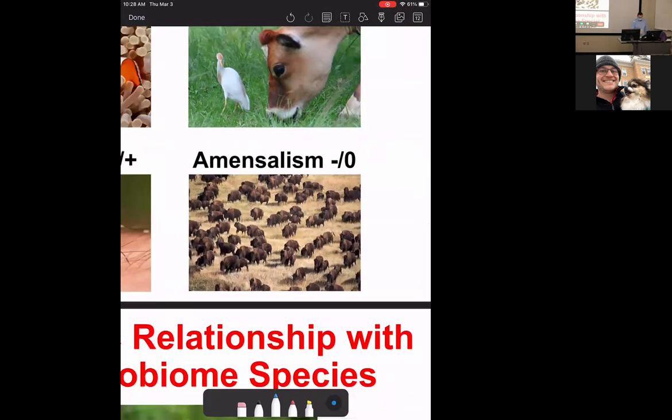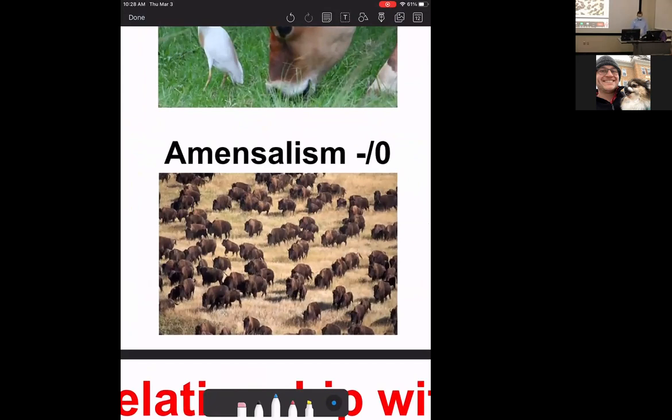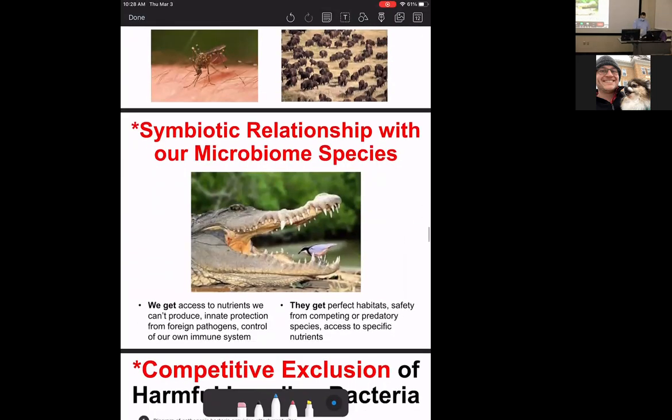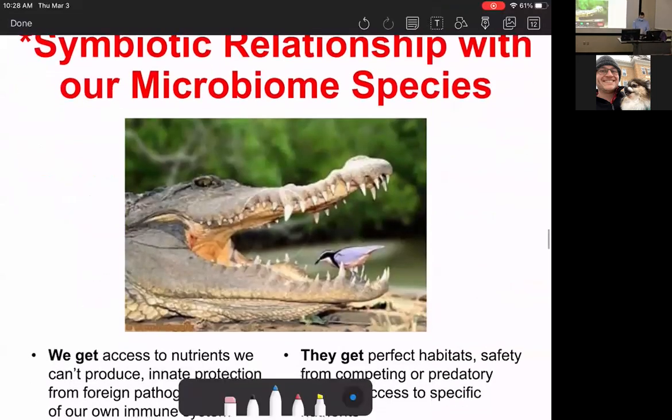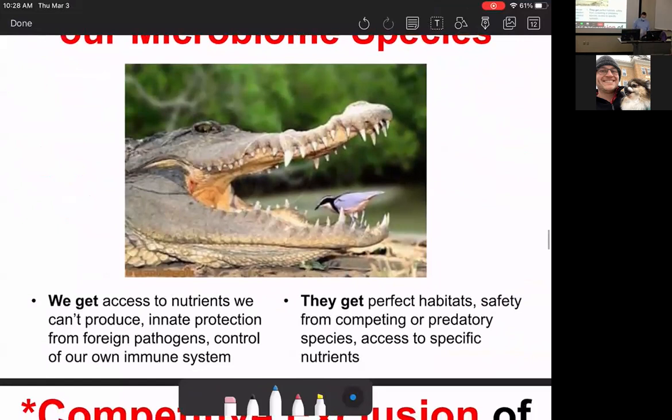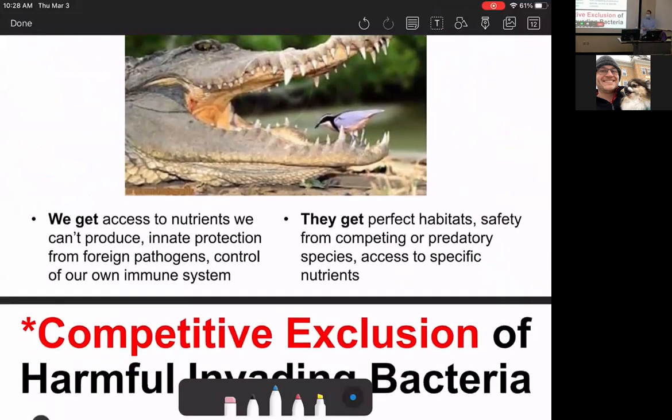Amensalism isn't really at work here. I just like this example where the grass just gets trodden and eaten by the buffalo and the buffalo don't care. I just think that's funny. Poor grass, sorry. This is more like what we've got going on. We've got a symbiotic relationship, like I said. They have their own genetics, though. It's a very diverse collection of different organisms.